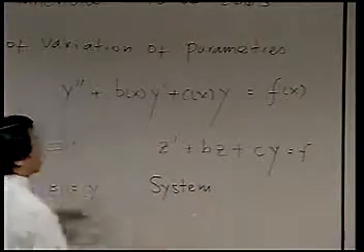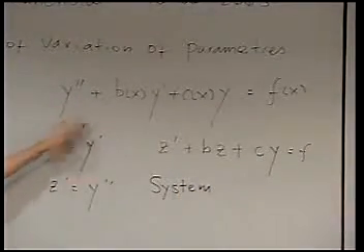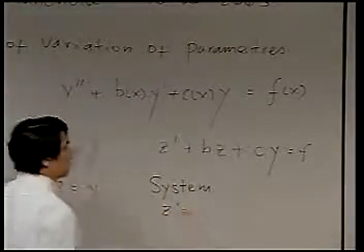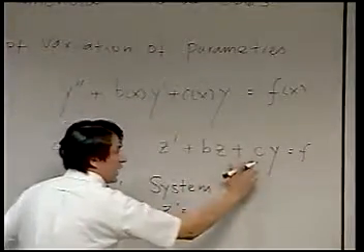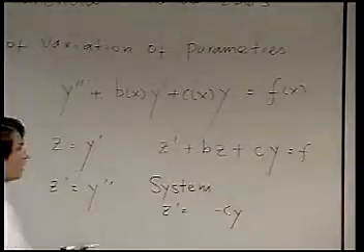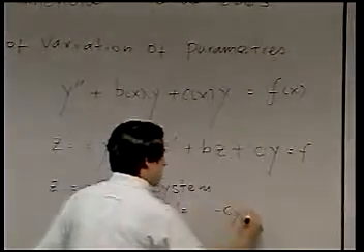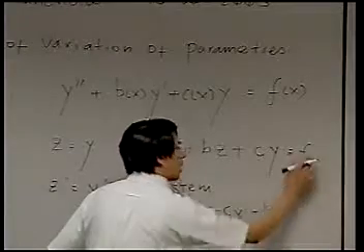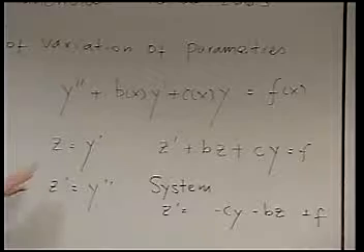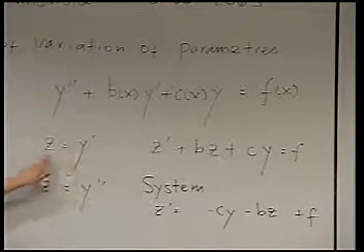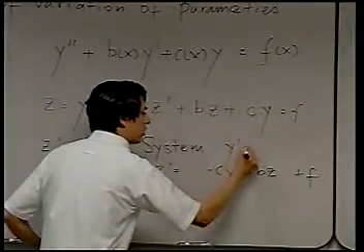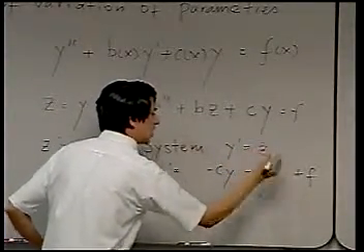we have transformed the second order linear equation into a system of equations which is as follows. z prime equals negative c y, when we send that one to the other side of the equation, minus b z plus f. That's one of the equations. The other equation, of course, is y prime equals z. I will put this one at the top. y prime equals z. There we have it.